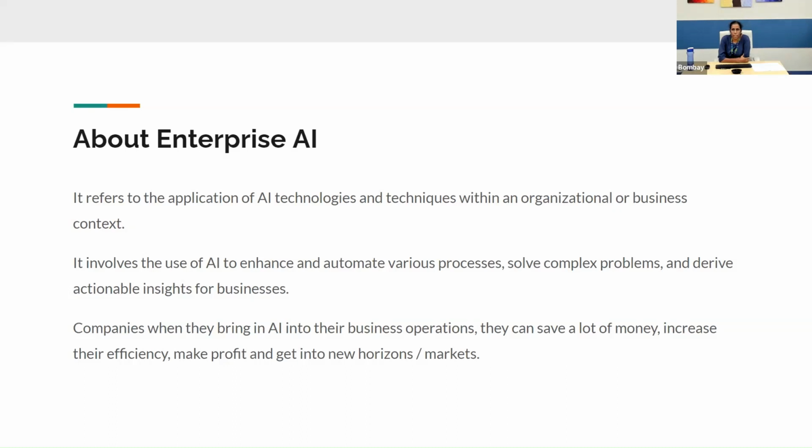So AI can be used to enhance and automate various processes and solve complex problems, so that several insights can be derived, and actions can be taken based on that. How do companies benefit if they bring AI into their business operations? They can increase their efficiency, save a lot of money, make profit, and hence get into new horizons or markets.